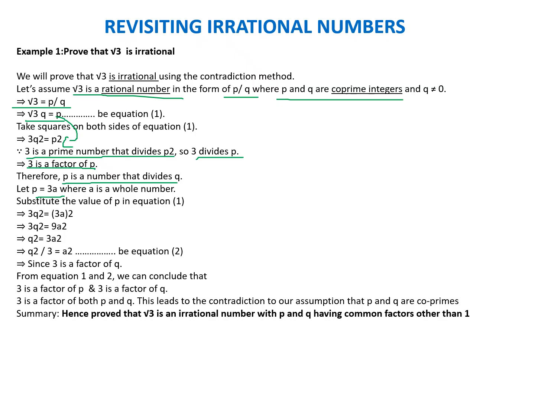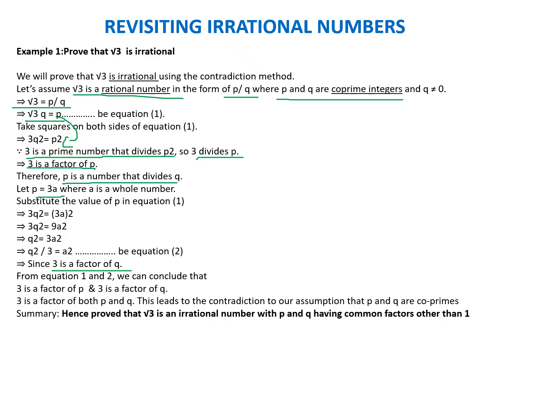So we are saying that 3q square is equal to p square, where p is represented by 3a. So we have 3q square is equal to (3a) square, which is 9a square. So we reduce 3 with the 9 here. So we have q square is equal to 3a square. And then we have q square divided by 3 is equal to a square. Which means that 3 is a factor of q as well.